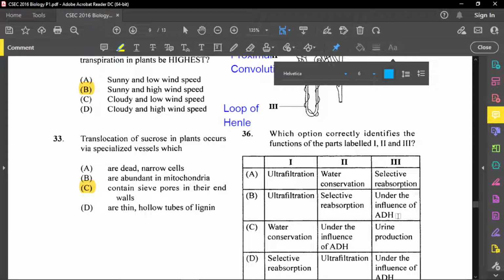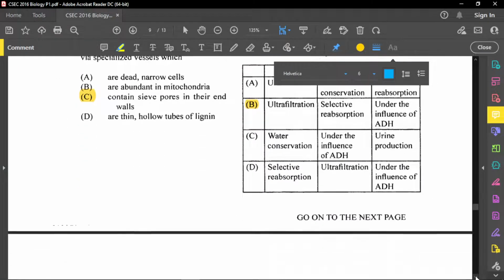But the major part, just make a note of this. Please make a note of this. The major part of the nephron that is influenced by ADH is actually the collecting duct, because that's where the amount of water reabsorption will be finalized in terms of what's going to make sweat, what's going to make urine, and all of that type of stuff. So B here is our best answer in any event. All right, 37.